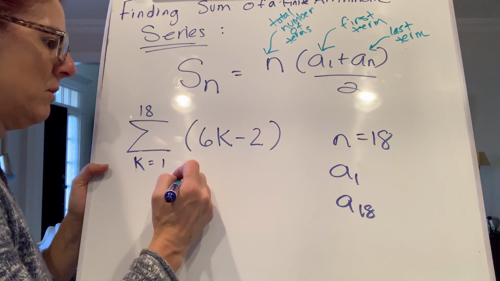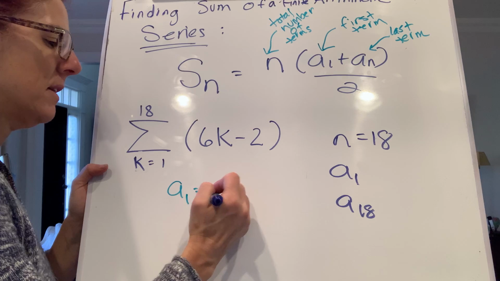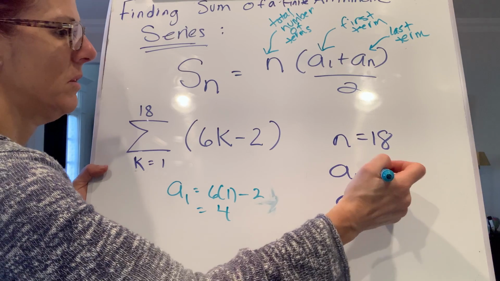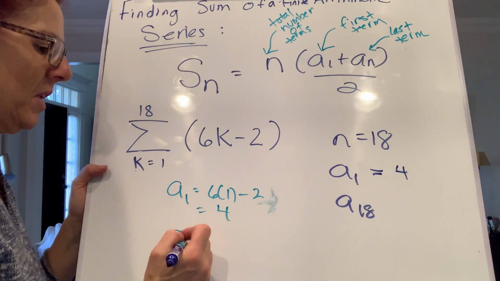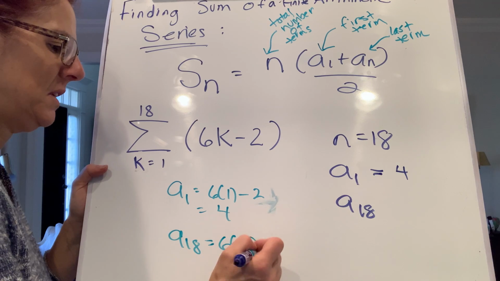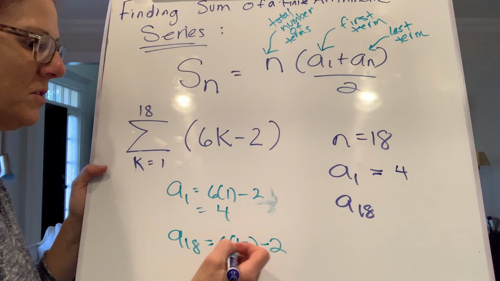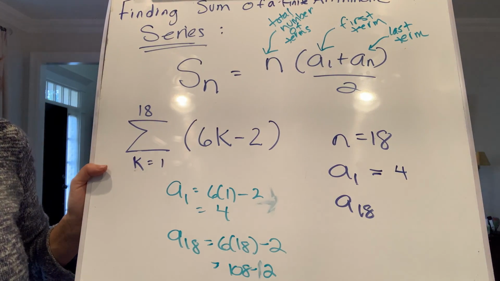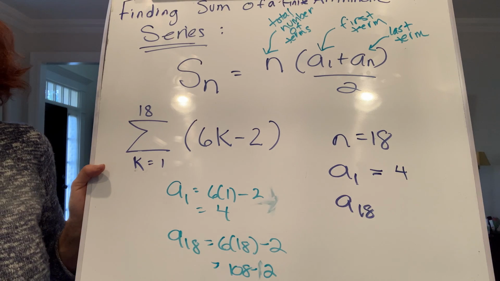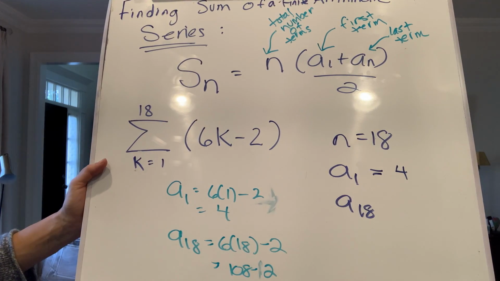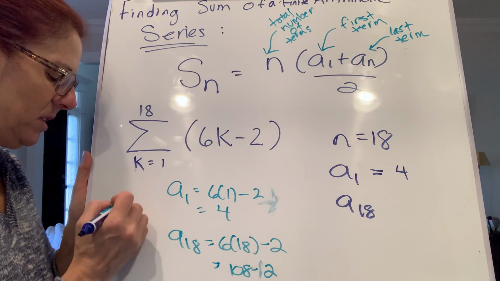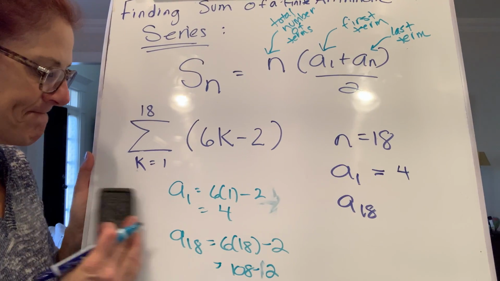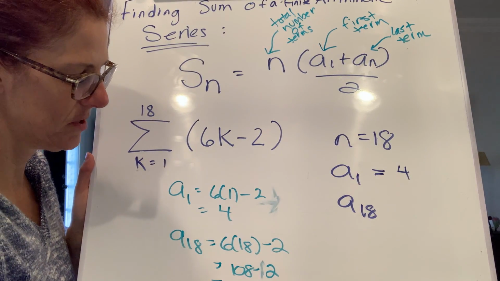All right, so if I plug in 1 for k, I get 6 times 1 minus 2, or 4, so A1 is going to be 4. If I plug in 18, I get 6 times 18 minus 2. That's going to be 108 minus 2. Am I correct there? I think my answers might be wrong. Let's do 18 times 6: 48, carry 4. 108 minus 2, good. 106.